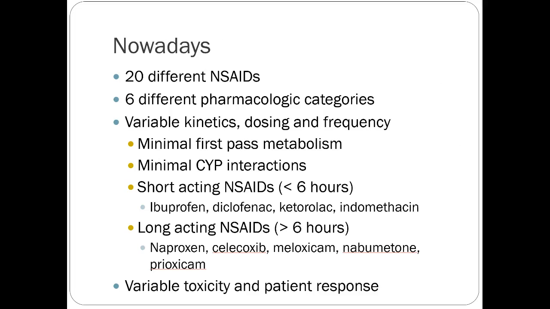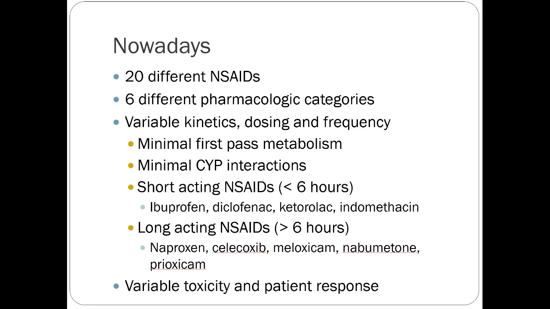Okay, nowadays, what do we have? We have about 20 different NSAIDs on the market. There's six different pharmacologic categories, like if you look at your textbook, they'll break them all down. It doesn't really matter. They all essentially do the same thing. We don't mix and match NSAIDs regardless of the category they fall into. They're all within the class of an NSAID, so don't get that confused. And I'm not going to talk about that much more than that.